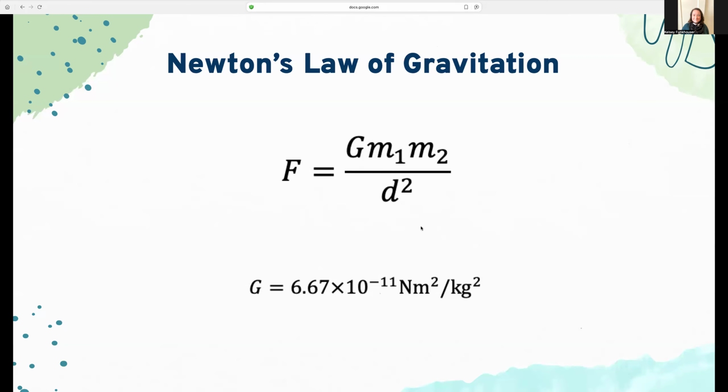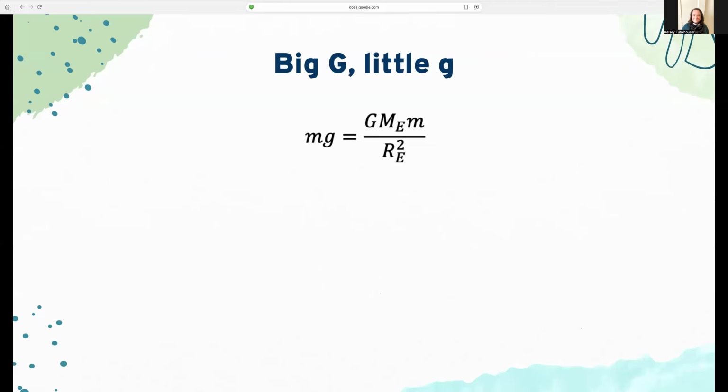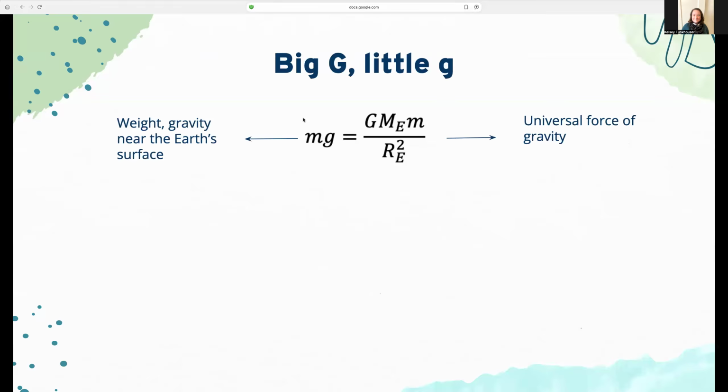Okay, but we have talked about the force of gravity before. We've talked about the weight of objects, right? And so you're probably wondering, how does this relate to the weight of objects? Well, it's actually the same. Okay, here, let me add my little labels.